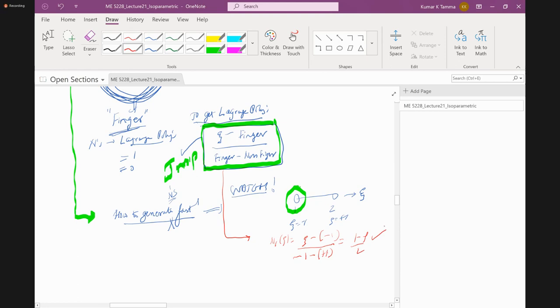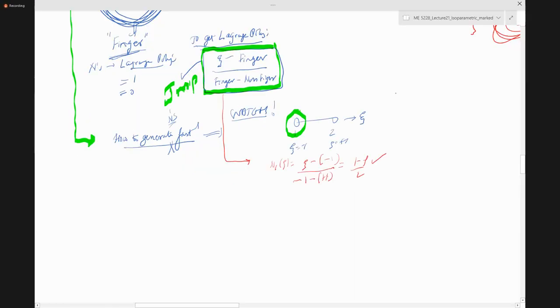You see how fast I generated it? Did you get it? Did you understand what I just did? I just derived N1 for you in a hurry by using this finger formula, because I used the Lagrange polynomial. This is the Lagrange polynomial behavior.